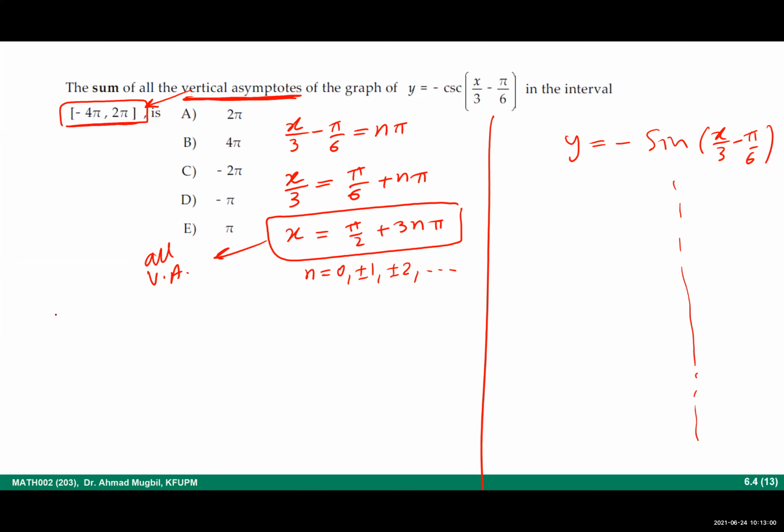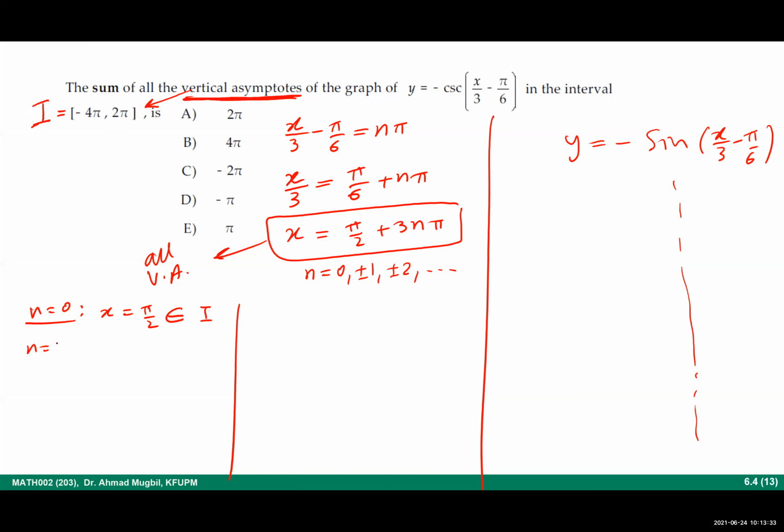Okay, if n is 0, what will we have? X will be pi over 2. Is it in or out? Is it in this interval? In. It is in this interval. Let me call this interval I. So it is in I.